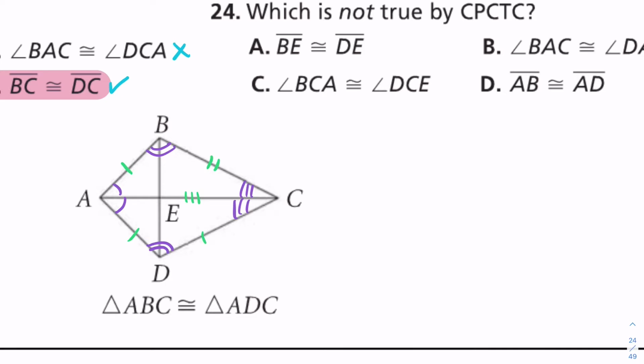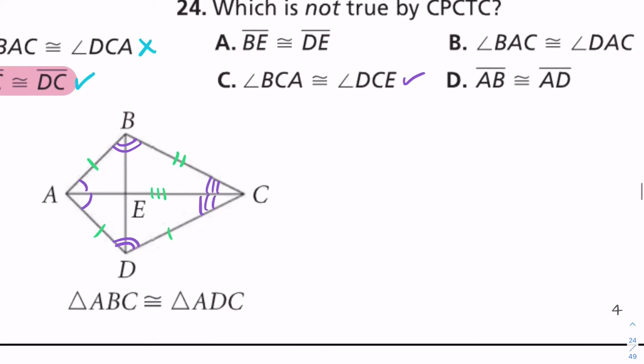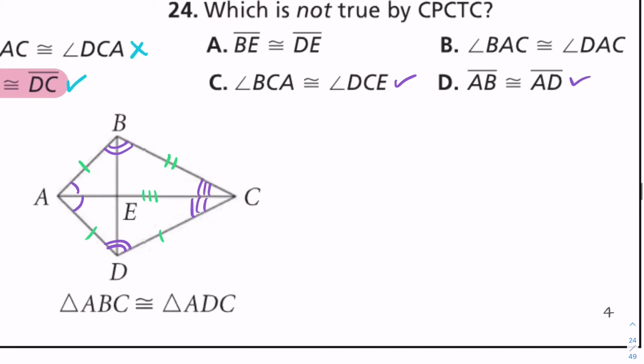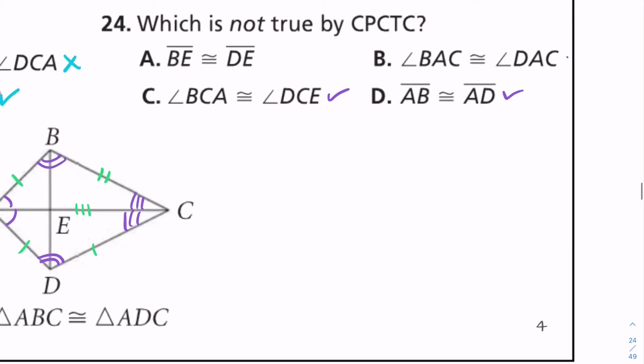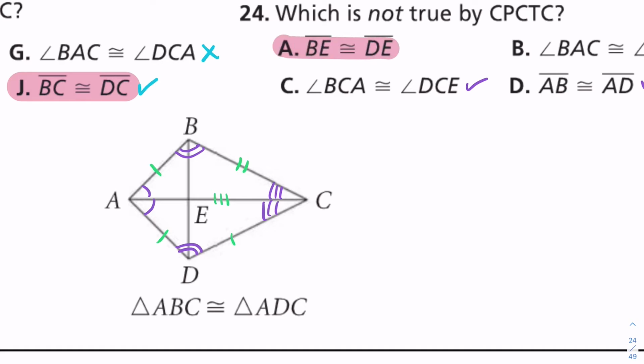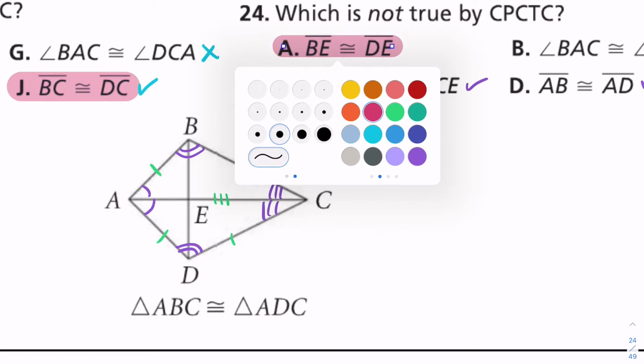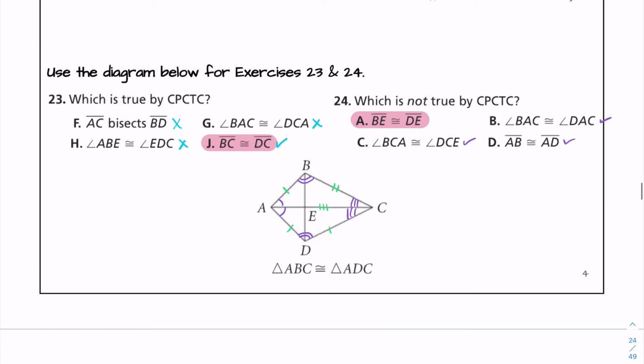Let's see, BCA and DCE, that works. Those both have 3 tick marks. AB and AD, those work. Those have 1 tick mark. BAC and DAC, that works. What I don't know is this one necessarily. There's nothing to say that those vertical lines in both of them are equivalent. So we're not sure about that one.